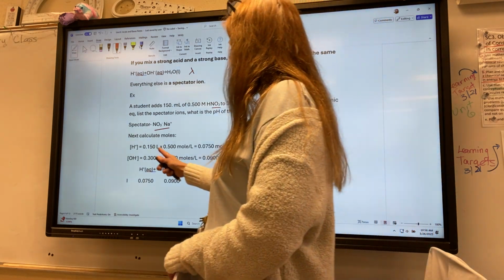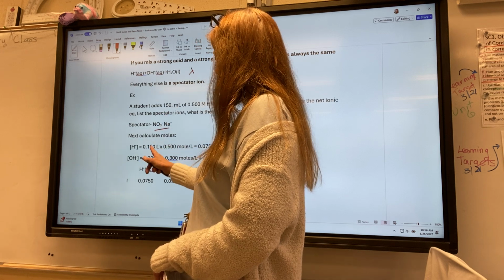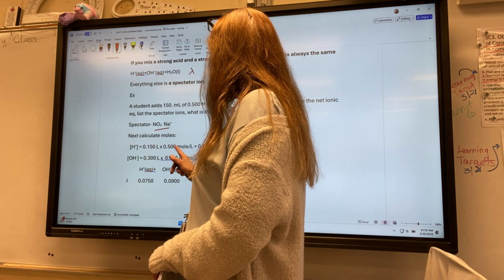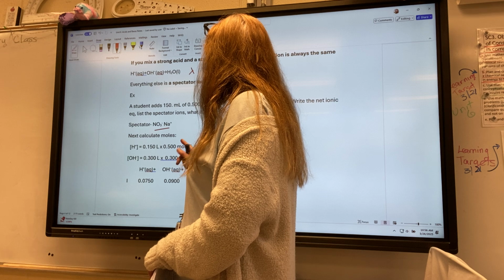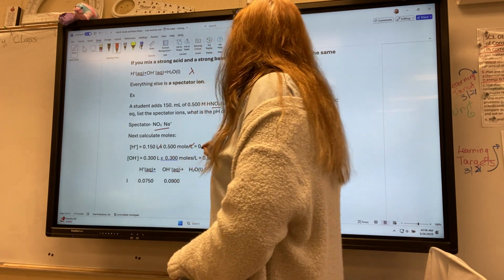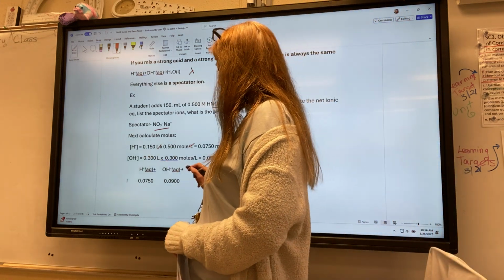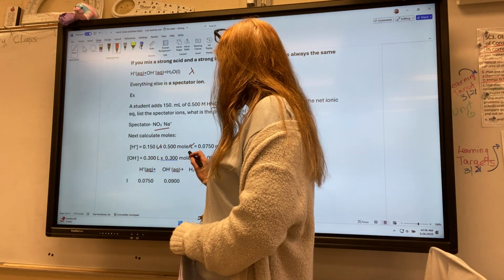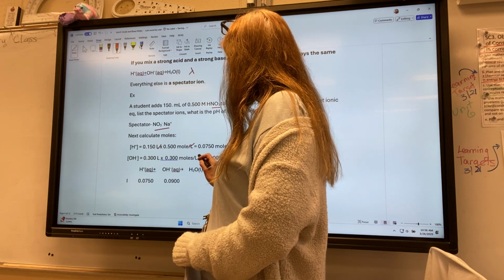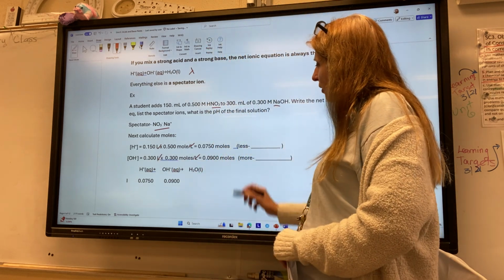Okay, so for our hydrogen, we take our number of liters. We had to change milliliters to liters. Multiplied times moles per liter, and then the liters cancel out, and you're left with moles, 0.75 moles. Then you do the same thing with hydroxide. Multiply the liters times the molarity, which is moles per liter. Liters cancel out, and you're given the number of moles.